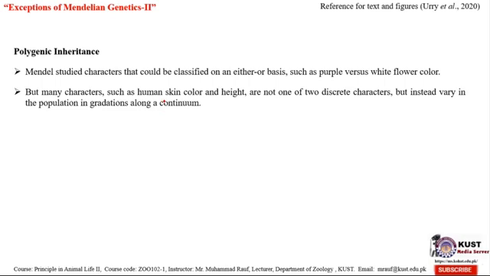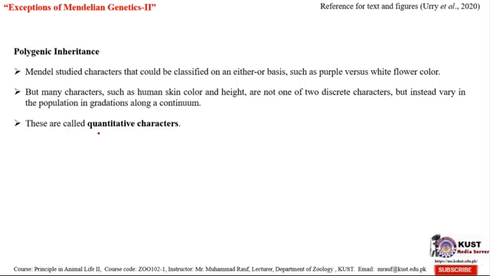But many characters such as human skin color and height are not one of two discrete characters, but there is instead a continuous gradation. For example, when you observe the height of individuals in a population, you will find a lot of values. There will be no two extremes. Some people will be 5 feet, some will be 5 feet 2 inches, 3 inches, 5 feet 4 inches. So a whole lot of variations in the height will be there. And why? Because these characters, which do not show two extremes, which show a lot of variations, are controlled by polygenes.